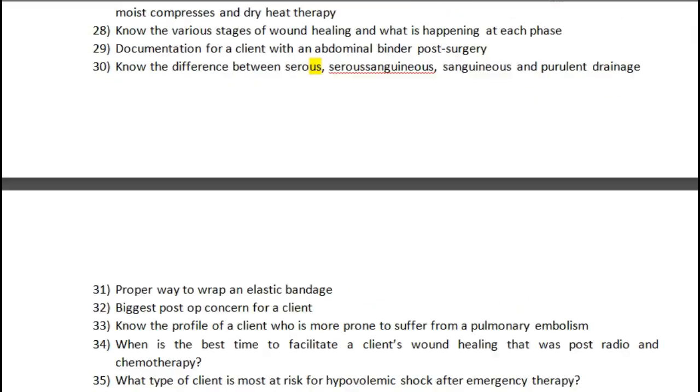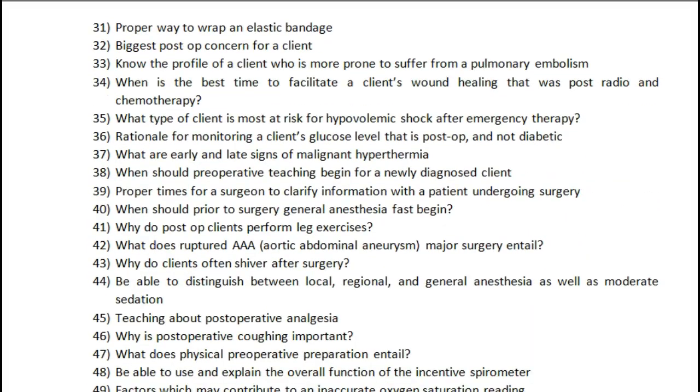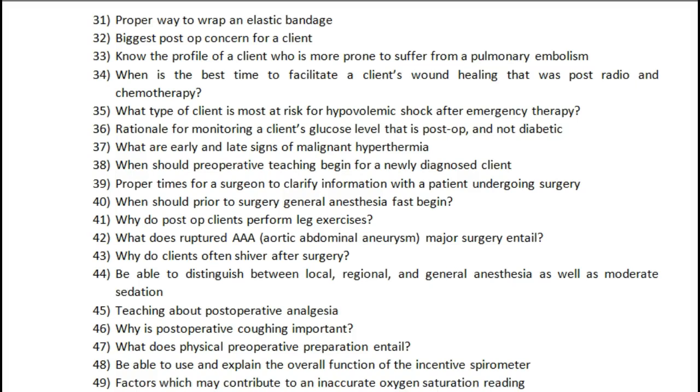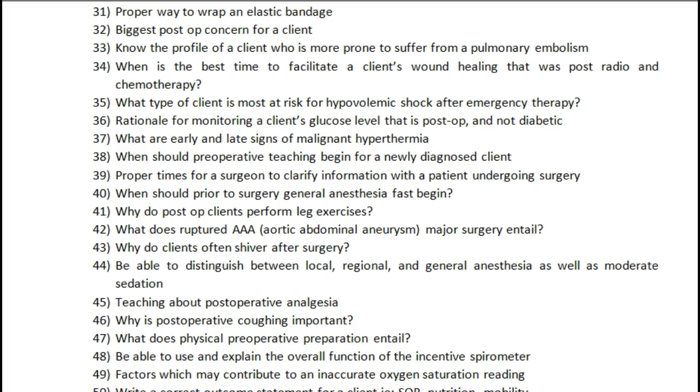I told you about the elastic bandage. I did tell you that I wanted you to make sure that you store it appropriately, and about ventilation.